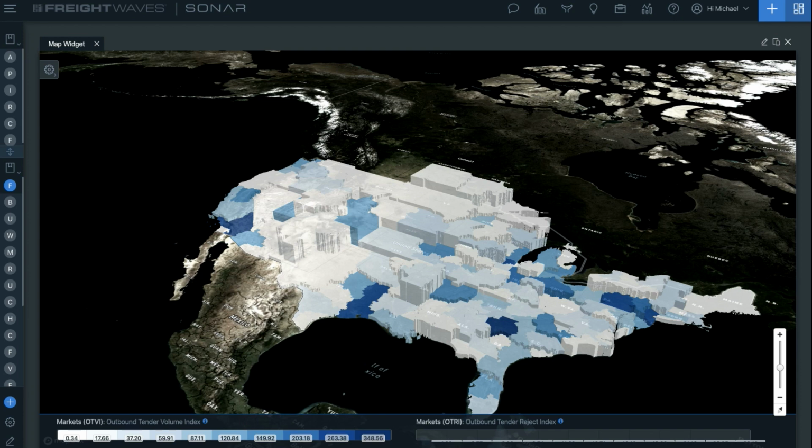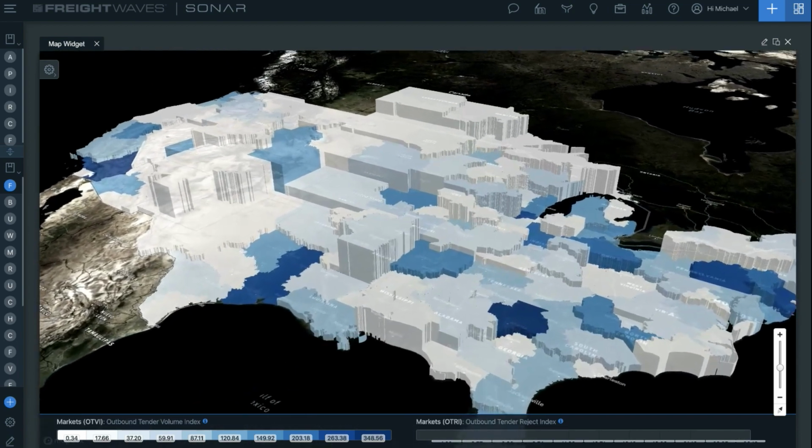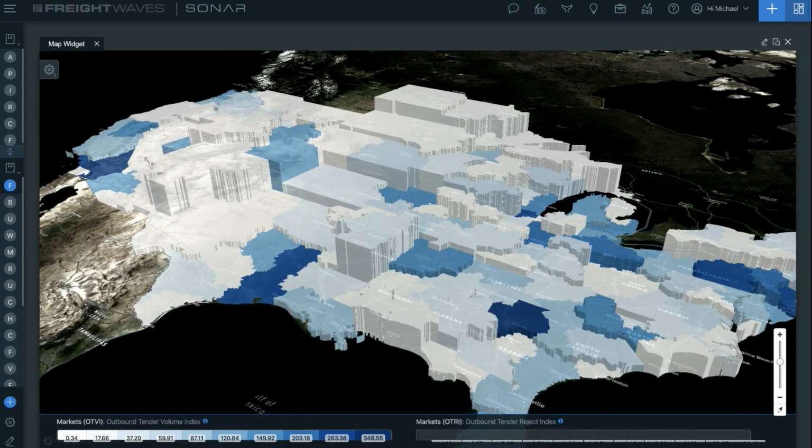The height of these markets is giving me a signal as to, is there capacity there and are loads being rejected? The more loads being rejected, you have upward pressure on spot rates, you have dropped loads, you have shippers falling out of their routing guides, et cetera, et cetera. So this is not high analytics for you, but it is a really good way to have a quick understanding of what's going on across the country.